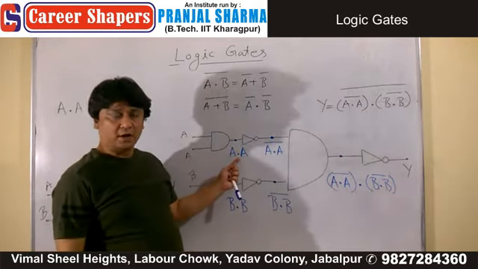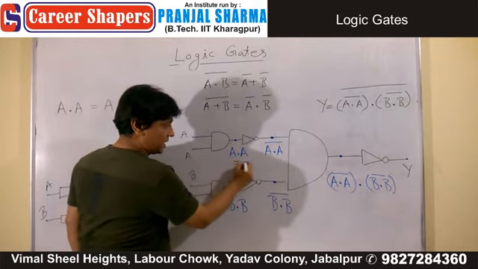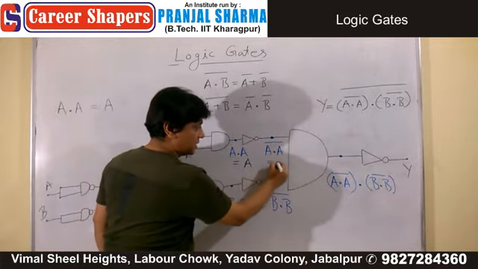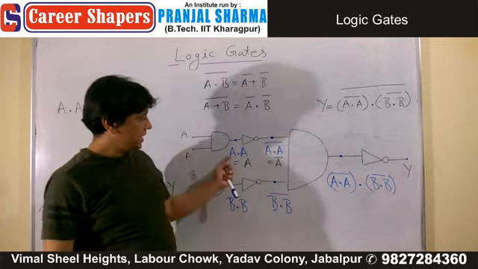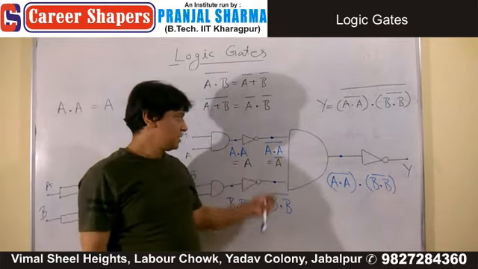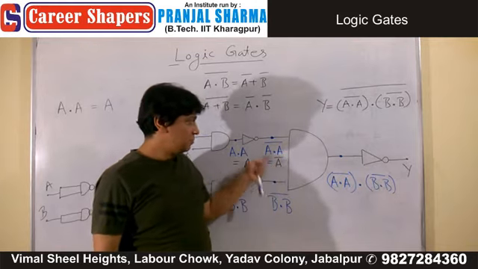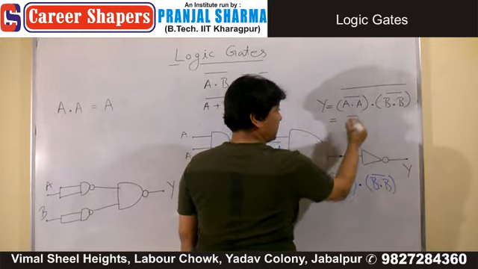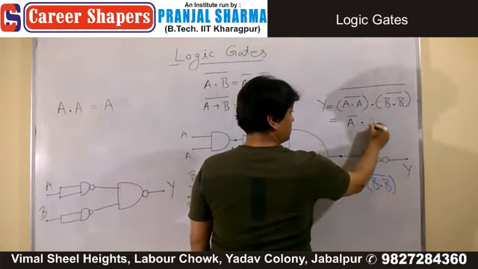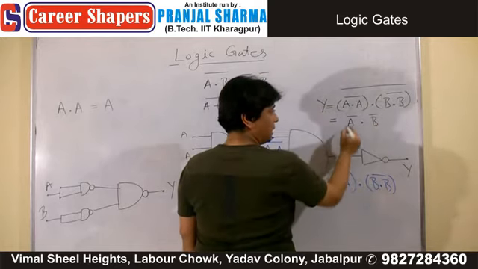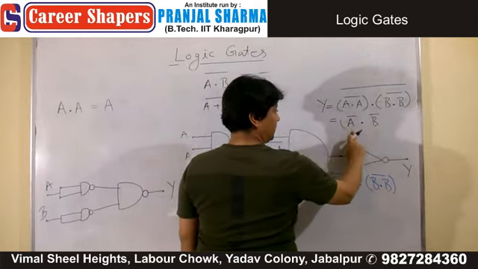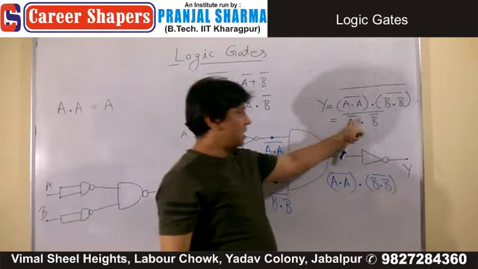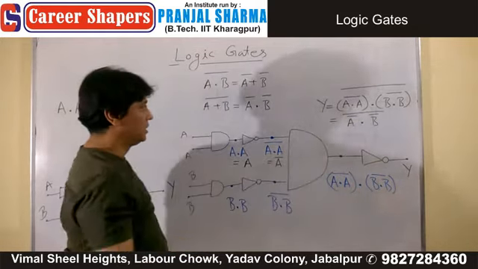This is A only. If this is A only, then you are getting what? A bar. This thing is nothing but A bar. A dot A is A. A dot A with a not is A bar. So the first part is nothing but A bar dot B bar. And the whole thing, use a bracket, you can see it, another bar like this. So you got A bar dot B bar, another bar.